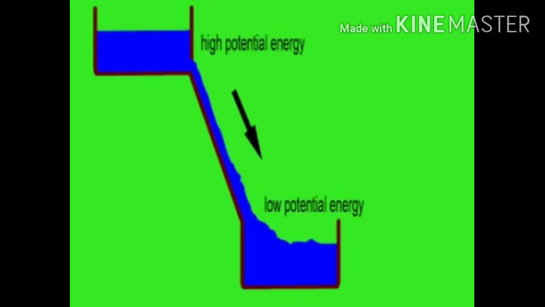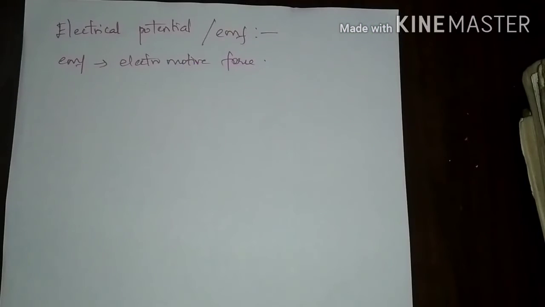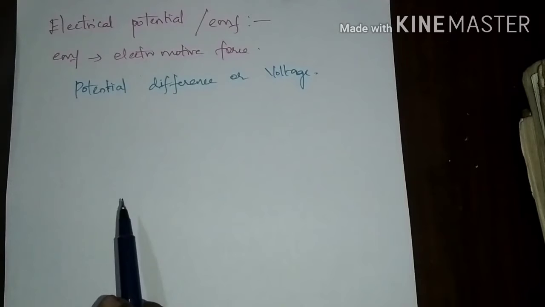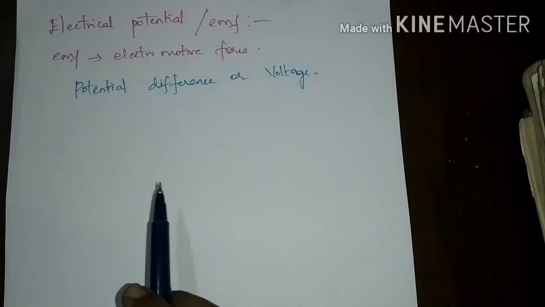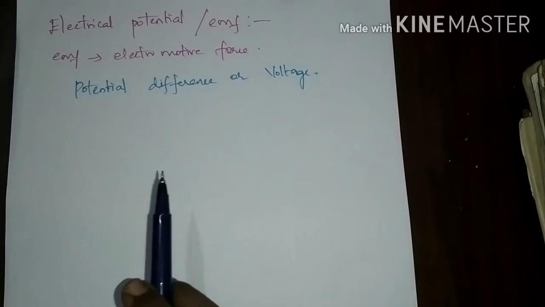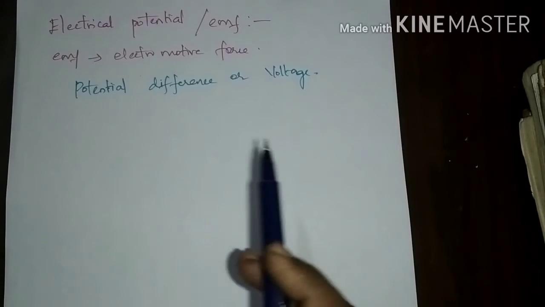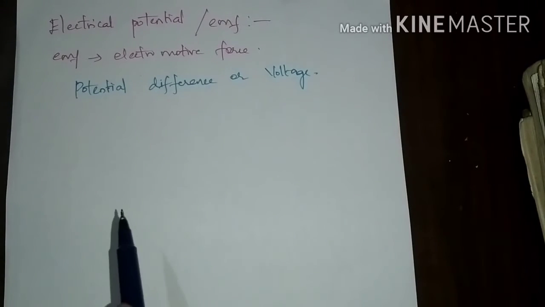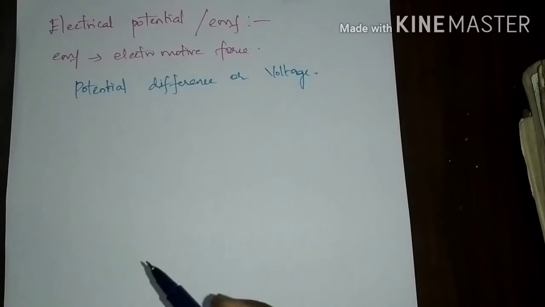Now let's see the brief definition of a voltage or potential difference. EMF stands for electromotive force. This electrical potential can also be termed as potential difference or voltage. Voltage is defined as the energy required or work done by a charge to move from one point to another point, or from one terminal to another terminal.